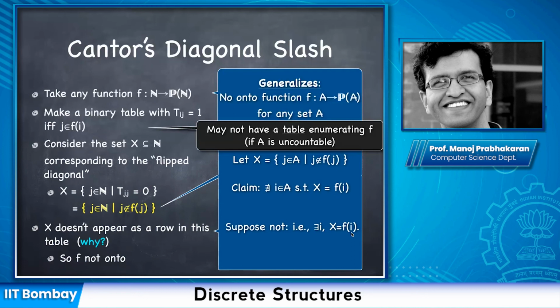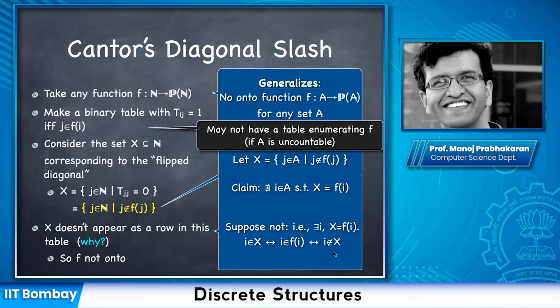Let's look at whether i is in X or not. If i is in X, then by definition of X, X is f of i, so i is in f of i. But by definition of X, if i is in f of i, then i is not in X. X consists of exactly those elements i such that i is not in f of i. So if i is in f of i, i is not in X. So if i is in X, then i is not in X, and that's a contradiction.